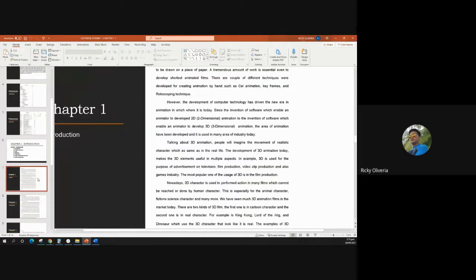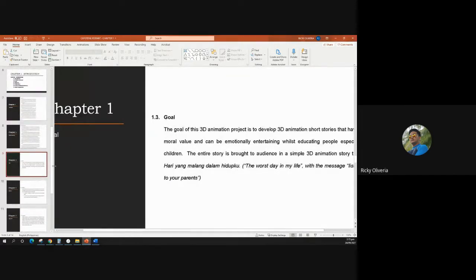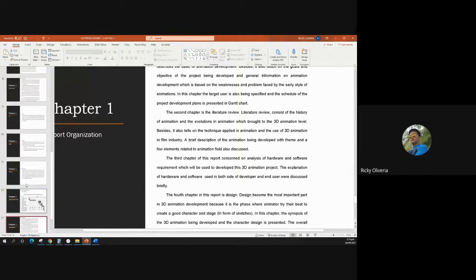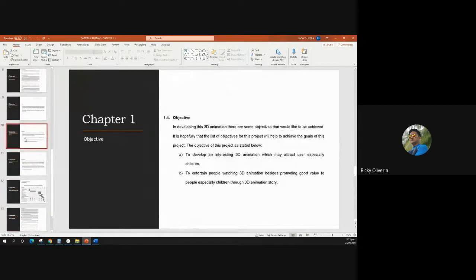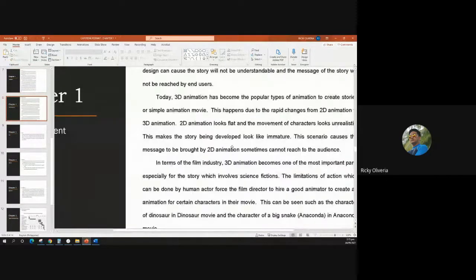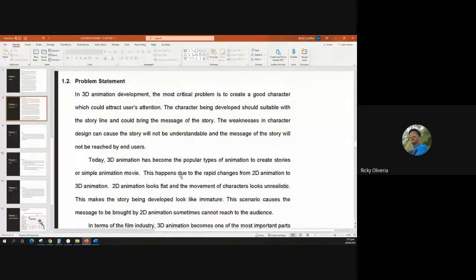Okay, so let's move on with the problem statement. What's that? Bakit wala yung problem statement? Yeah, this one. Okay. So let's focus on the problem statement here alone, no?